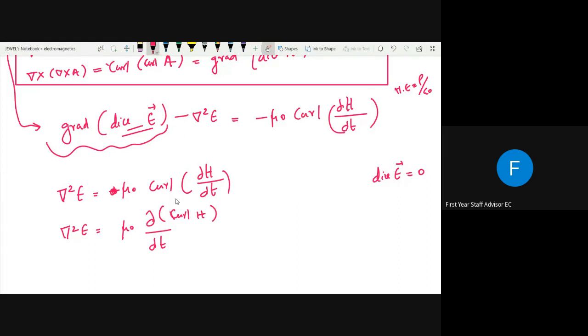You know what we mean by curl? Curl represents the spatial variation of a vector. That means curl has no relation with time, because the del operator is mainly dealing with the spatial variation. We know dou by dou x, dou by dou y, dou by dou z. So we can substitute each other this dou by dou t and curl. Taking dou by dou t outside and taking the curl operation inside the bracket, we can reduce this equation as del square E equal to mu 0 dou by dou t of curl H.